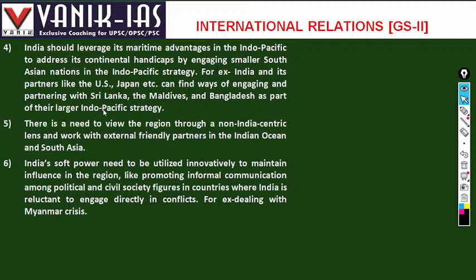India's soft power needs to be utilized innovatively to maintain influence in the region, like promoting informal communication among political and civil society figures in countries where India is reluctant to engage directly in conflicts. For example, dealing with the present Myanmar crisis.